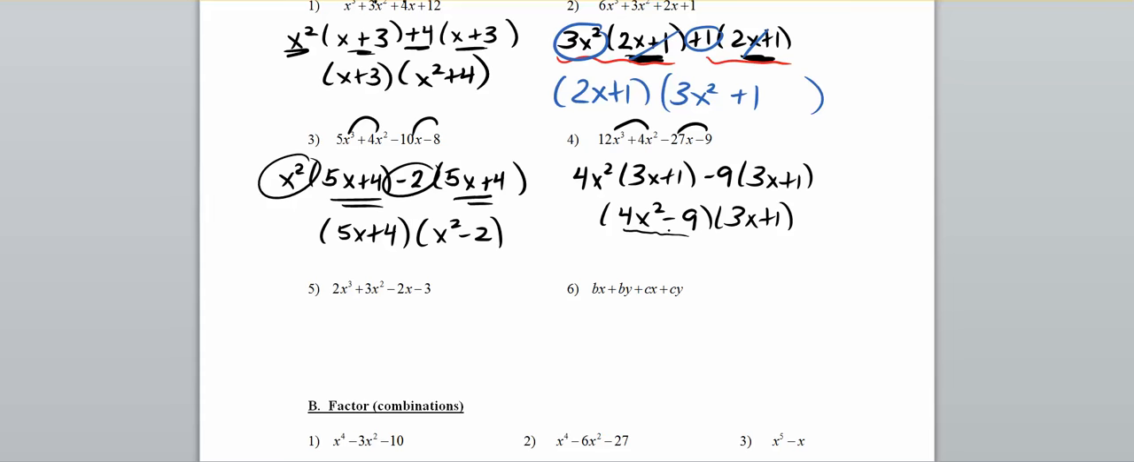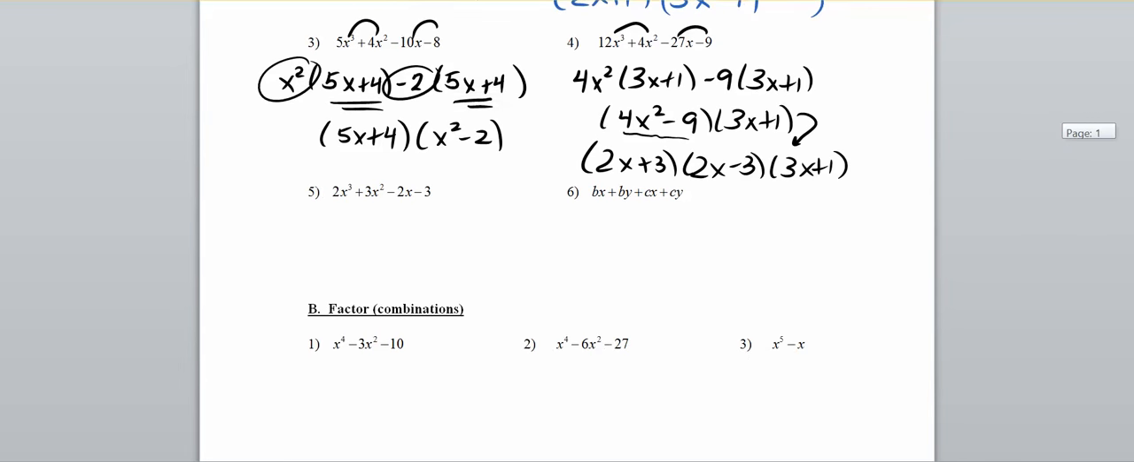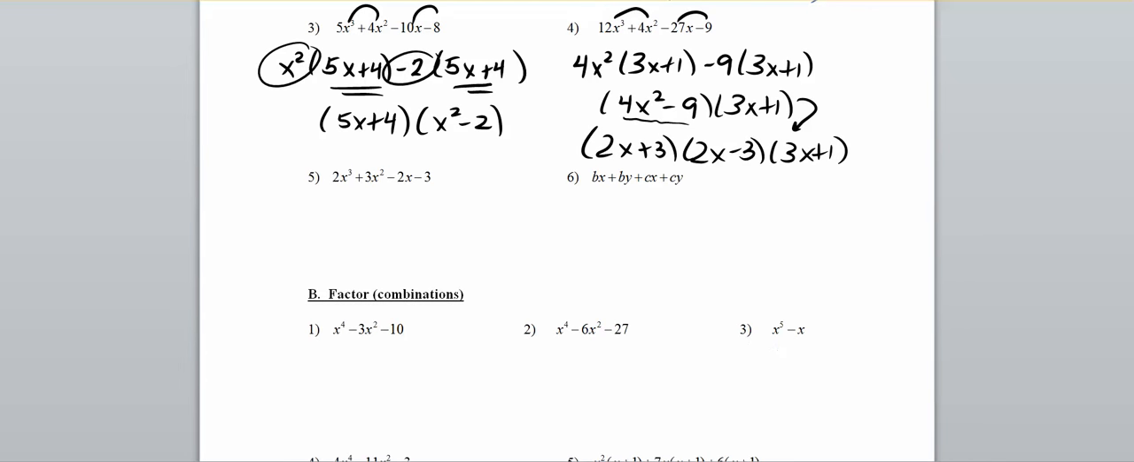So I can factor that binomial again, 2x plus 3 and 2x minus 3. But don't forget to bring down what you couldn't factor again. Okay, just bring it down as it is. So that would be my final answer for 4. So not only did I do 2, 2 grouping, but then I wound up doing a difference of squares to simplify it so it's factored completely.